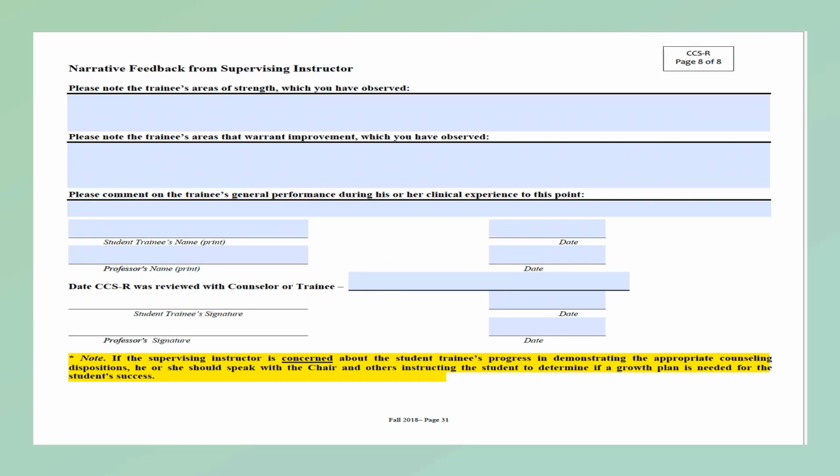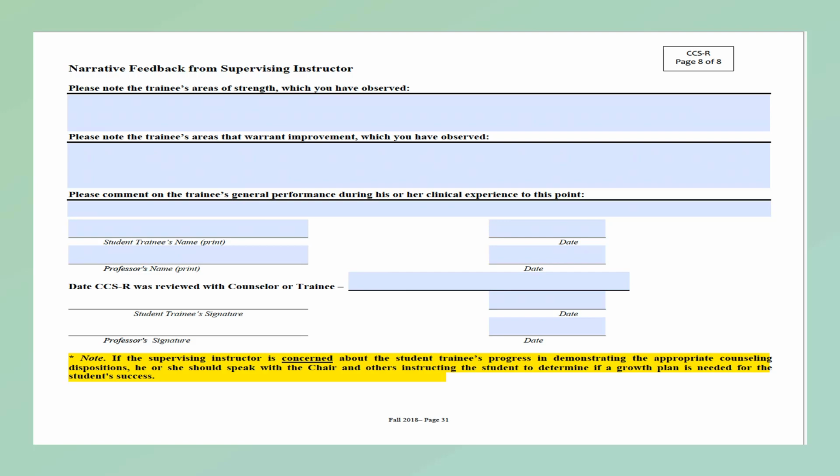Okay, so the final part of the CCS-R is the narrative. Again, if we're sitting down and having a conversation with you, this is going to be filled out completely. You're going to sign it. Your professor's going to sign it. It's going to be added to your academic file, so that way we can address these things in a way that is appropriate.